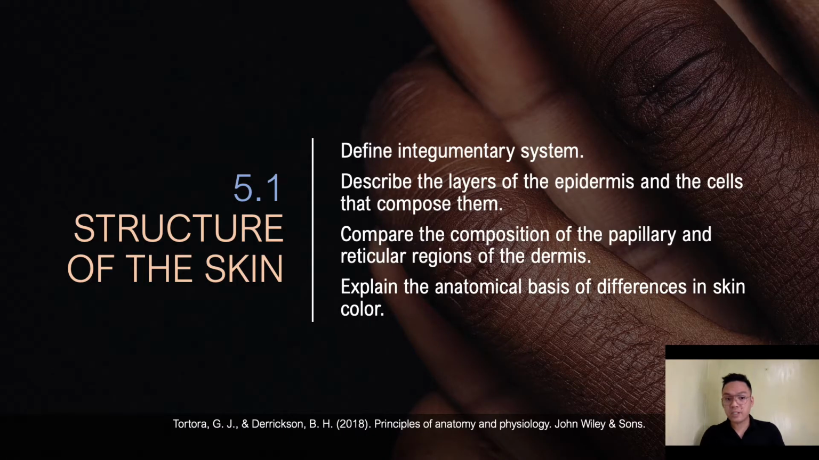In the first section, we will be defining the integumentary system. We describe the layers of the epidermis and the cells that compose them. We compare the composition of the papillary and reticular regions of the dermis, and you have to explain the anatomical basis of differences in skin color. By the way, what is the integumentary system? Integumentary system means the whole body covering.